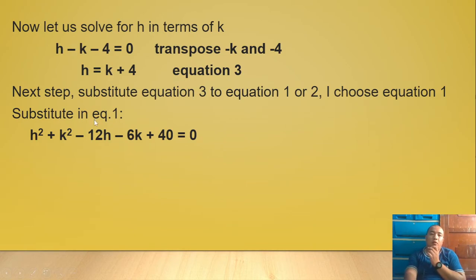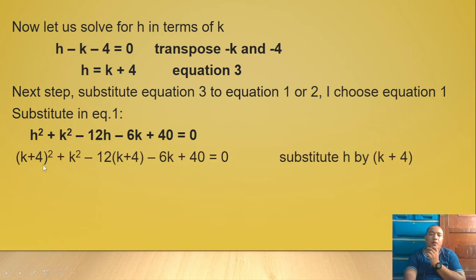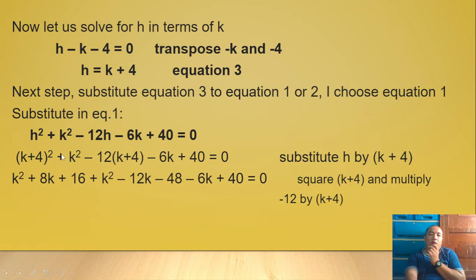Substitute mo na ngayon yung h, lahat ng h dyan by k plus 4. And k plus 4 squared plus k squared minus 12 times k plus 4 minus 6k plus 40. K plus 4 squared is k squared plus 8k plus 16 plus k squared minus 12k minus 48 minus 6k plus 40 equals 0. So be careful in simplifying or multiplying these terms. One mistake, then mistake na lahat.